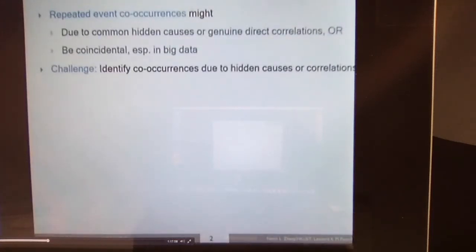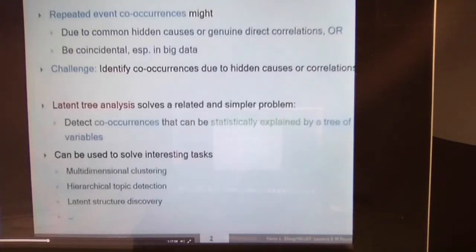Okay, so latent tree model is not something you will use to solve this problem, but instead, it solves a related and simpler problem. That is, try to identify co-occurrence that can be statistically explained by using a tree of latent variables. We have a number of applications in clustering, topic detection, and latent drug discovery.